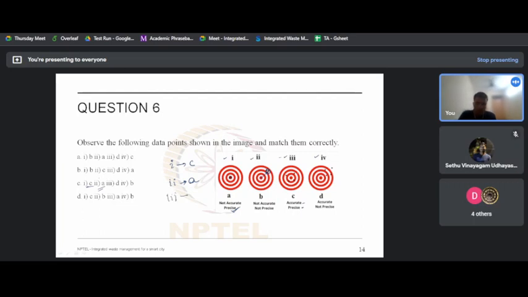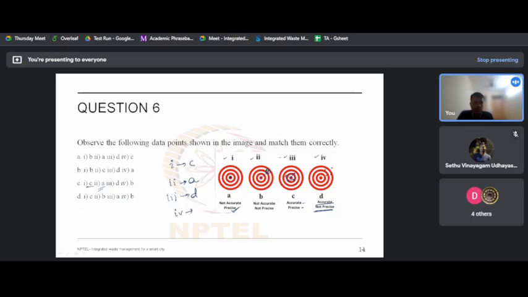In 3, there is a scatter, so it is not precise. But we can see that they are relatively closer to the center. If we triangulate them, on average they are almost at the center. So they are accurate, but they are not precise because there is certain scatter involved. So 3 will go with B.